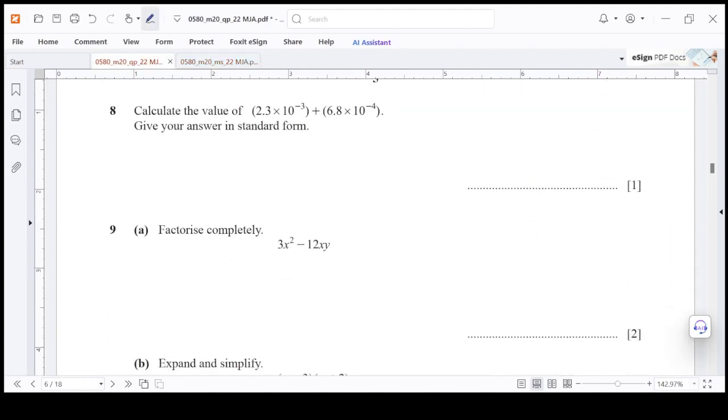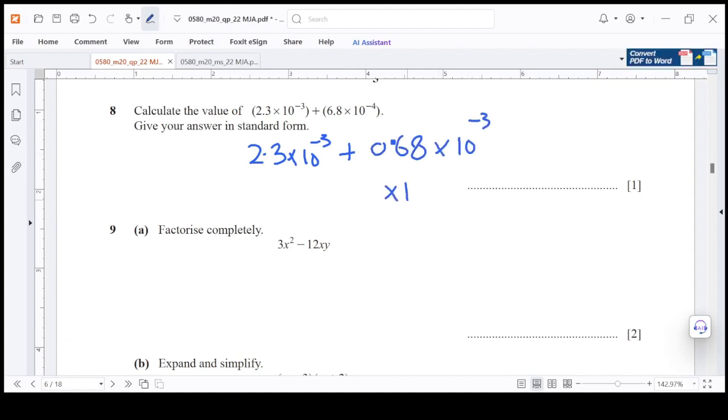Next is calculate the value of this, give your answer in standard form. Now these values need to have the same power. This is 10 to the power minus 4, so we need to send this decimal 4 places to the left. This stays the same. For this one, we're just going to send the 6.81 one place to the left. It's going to be 0.68 times 10 to the power minus 3.